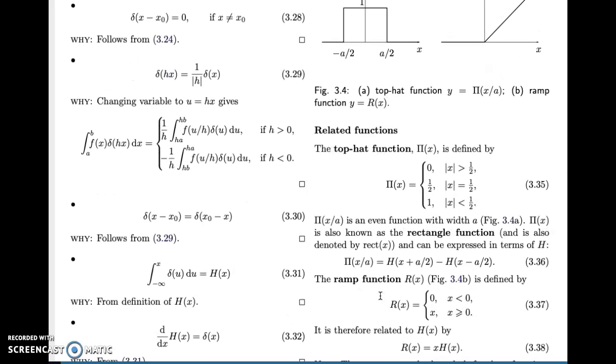And similarly, the ramp function, sometimes useful, again is simply related to the step function. R is just x times h, so when x is less than 0 it's 0, and when x is greater than 0 it just goes up steadily like that. Sometimes useful.